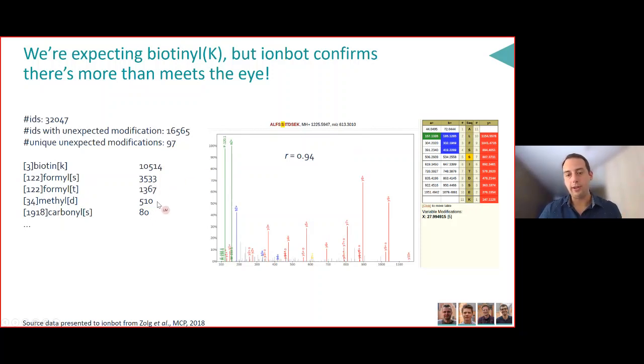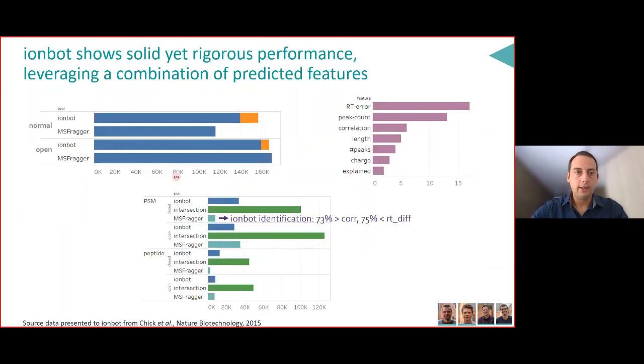And so again, we don't have a gold standard here. It's very difficult to say whether or not our predictions are right, but at least they look to be very, very accurate. So even synthetic data can be altered in a way. Now, we can evaluate the performance of IronBot when we compare with the results of MSFragger. And then you see here that IronBot in a normal search has more identifications than MSFragger because it has a lot of added sensitivity. And when you do an open modification search, they're almost equivalent.